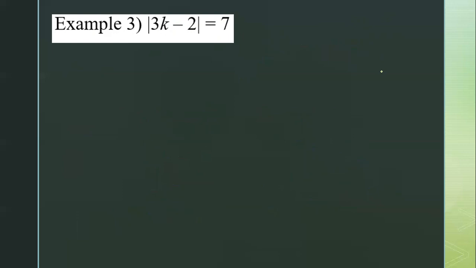I would like for you to try this one. What this one's going to do is combine division and adding and subtracting to get the k by itself. I'm going to pause, let you try, and then we're going to check. All right, let's check ourselves. Step one, it's already isolated, so we're good to go. Step two is to remove the absolute value bars. So we have 3k minus 2 equals positive 7, and 3k minus 2 equals negative 7.